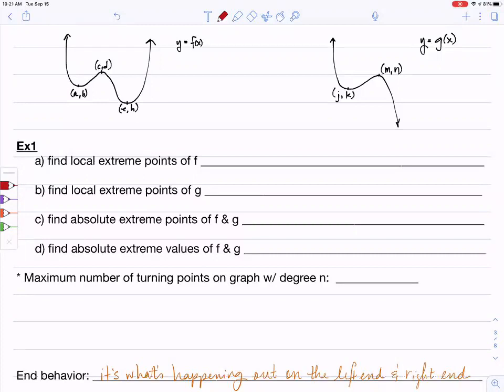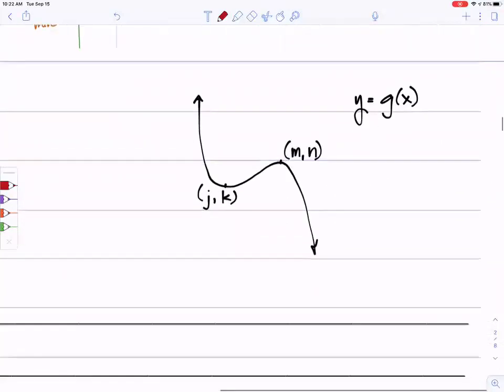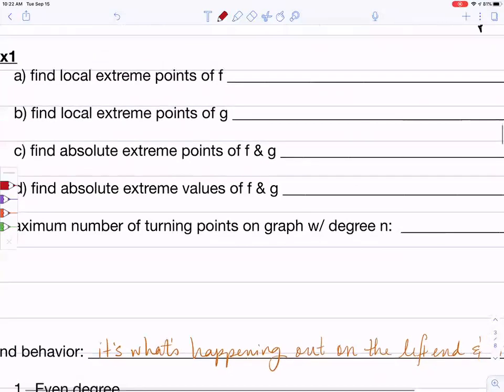Find local extreme points. Okay, so there's some pretty important words there. Extreme is an important word. Point is an important word. Local is an important word. Okay, so find the local extreme points of F. Notice that this picture here is my F picture. This picture here is my G picture. Okay, so I don't want you to say a word.